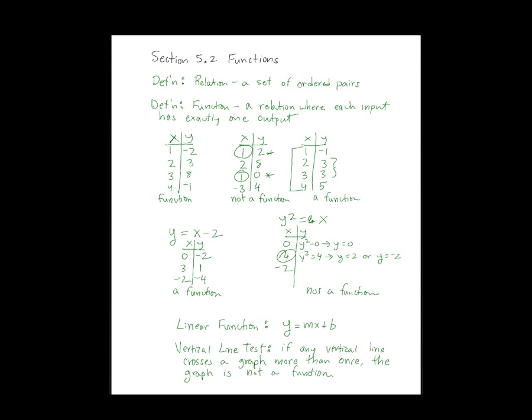The vertical line test says if any vertical line crosses a graph more than once, then the graph is not a function. All right, so let me draw you some pictures here.